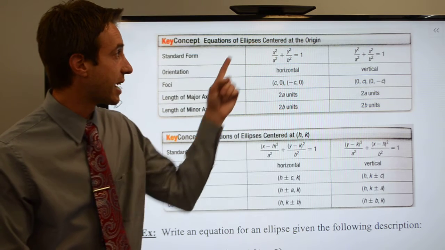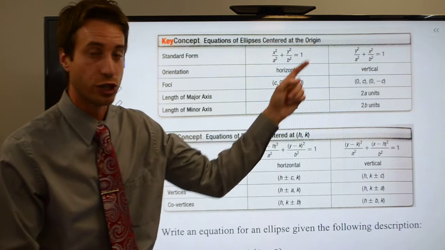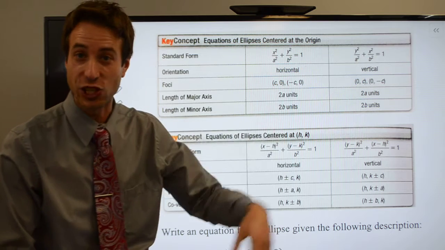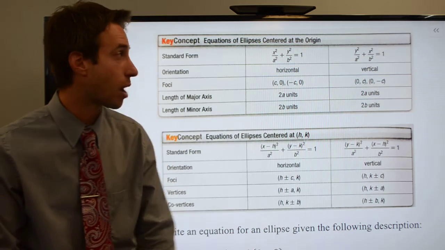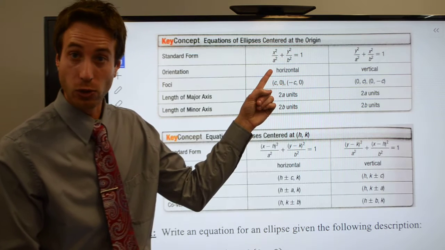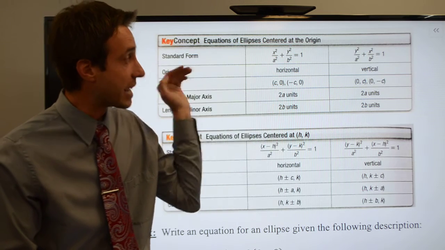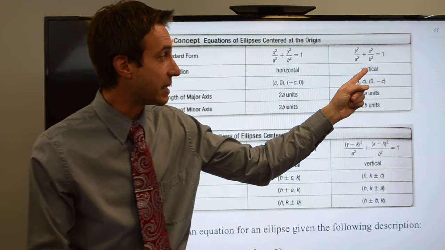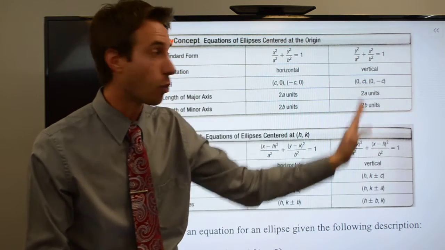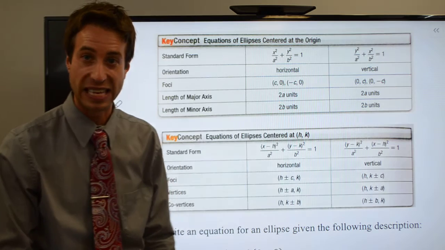So the difference then is this is an ellipse centered at the origin. Please notice that there is no h and k. That's because h is 0 and k is 0, and they just drop out. This is oriented horizontally, meaning the major axis, a, is along the x, or vertically, meaning the major axis is along the y. That's why the y is now above the a squared.